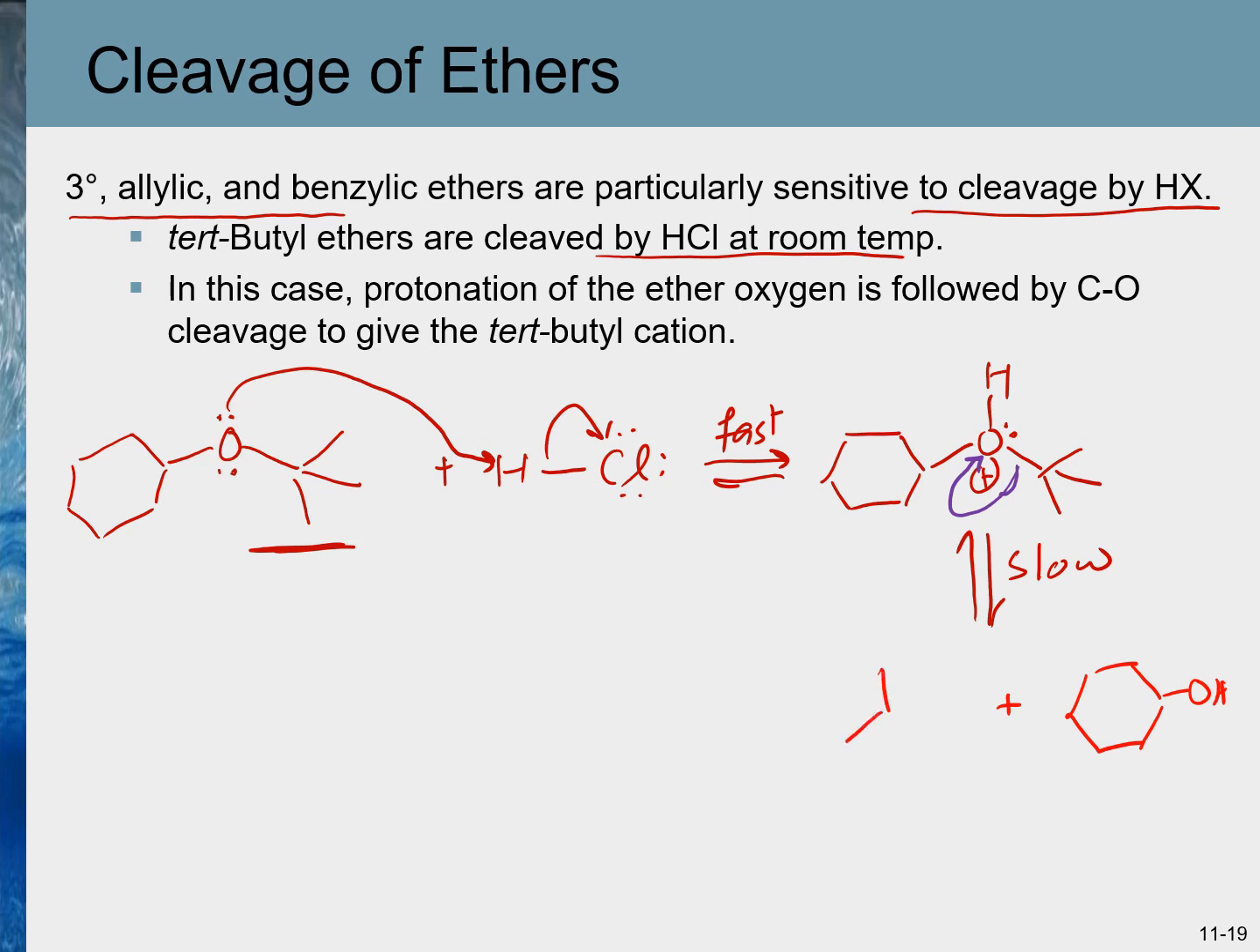The resulting carbocation is a tertiary carbocation, and we know that a tertiary carbocation is a more stable carbocation. And because this reaction is an SN1 kind of reaction, even a weaker nucleophile such as chloride ion is enough to give us a product.